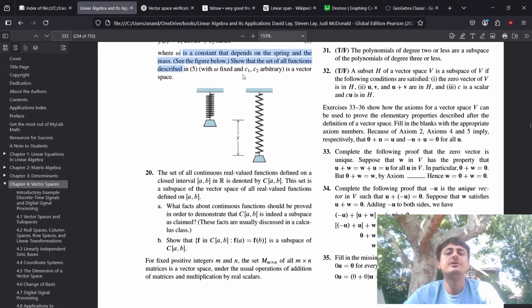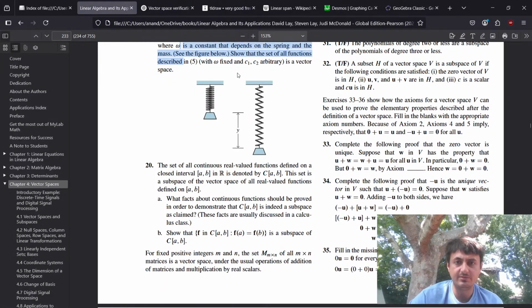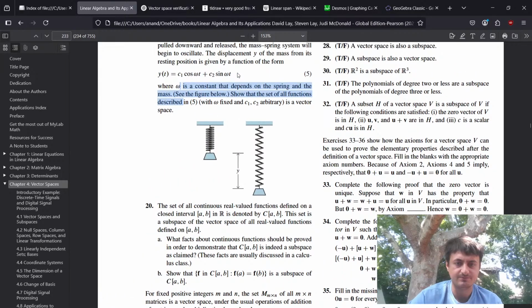I'm lying. Show that the set of all functions described with omega fixed and C1, C2 arbitrary is a vector space. Oh, that's cool. I like that. That's actually really cool. Okay, so show that y of t equal to C1 cos omega t plus C2 sine omega t forms a vector space. So wait, omega is fixed. C1, C2 arbitrary. Okay.